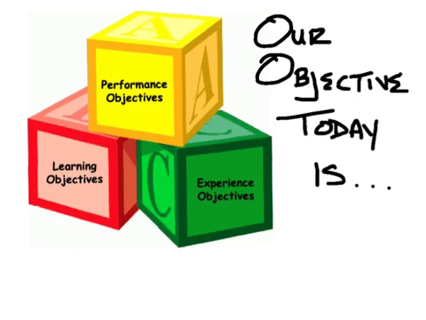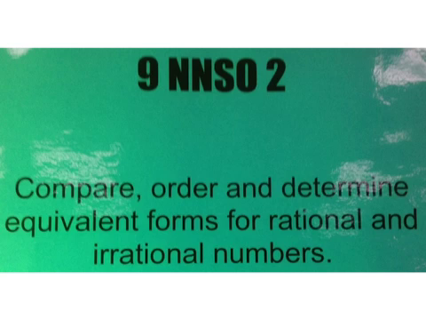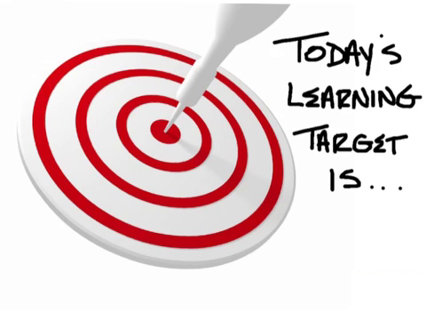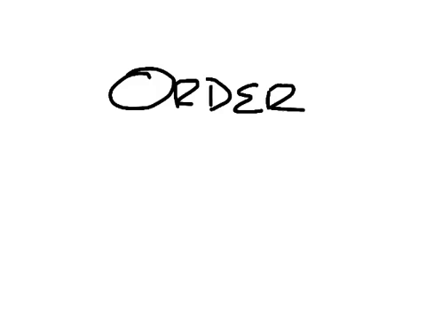All right, the objective for today is still the second card on the wall, 9th grade number sense and operations number 2. Yesterday, we compared. Today, you're going to order from least to greatest. And that means the learning target for today is to order from least to greatest. And we'll just write order and go least to greatest.